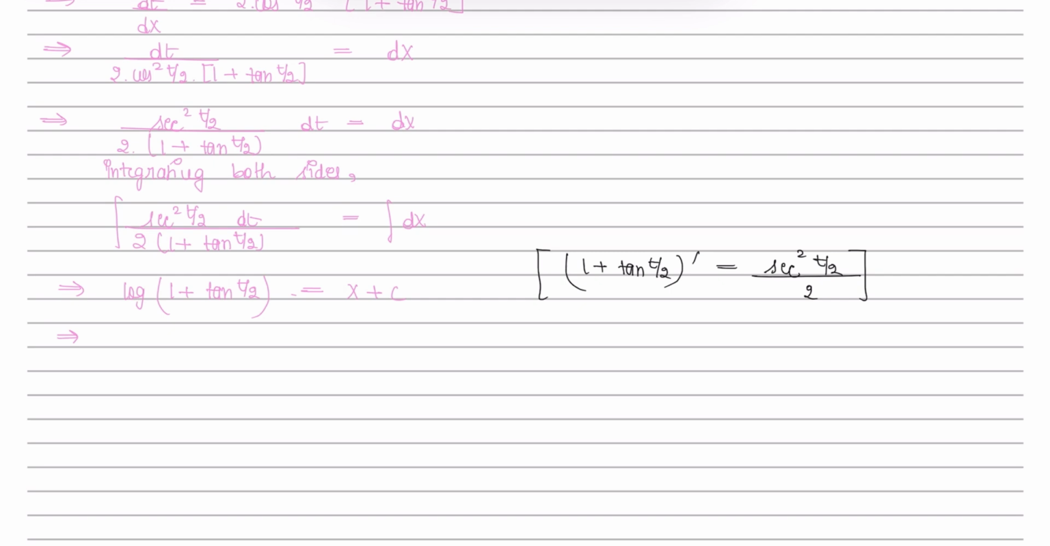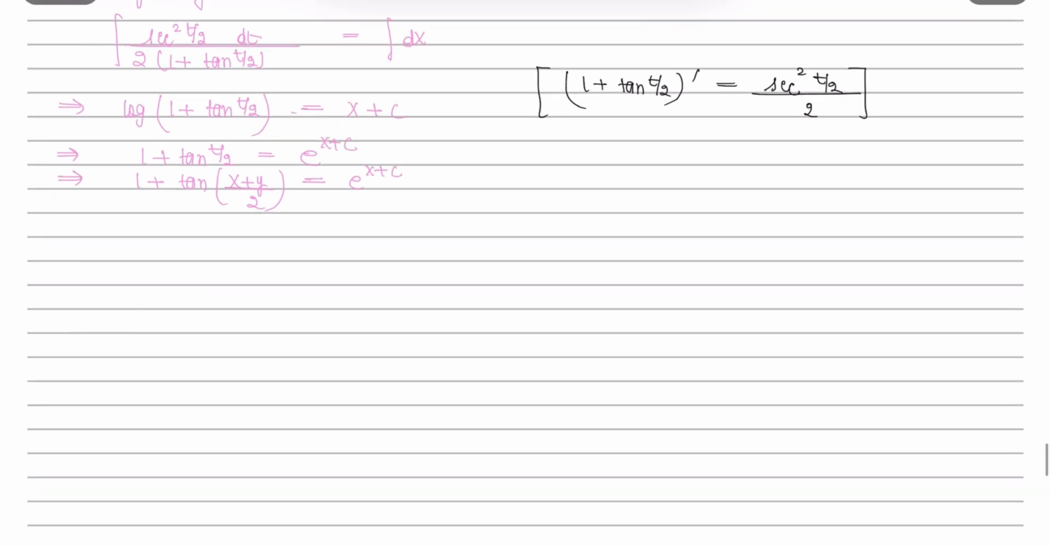Taking antilog both sides, the equation becomes 1 plus tan t by 2 is equals to e to the power x plus c. Now back substituting the value of t here, it becomes 1 plus tan x plus y by 2 is equals to e to the power x plus c. This is the required solution of the given differential equation.